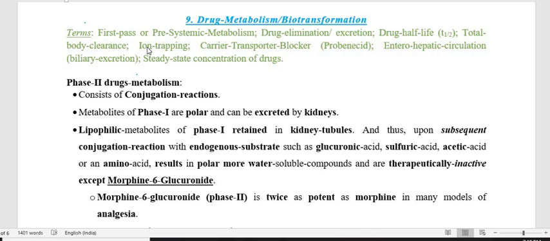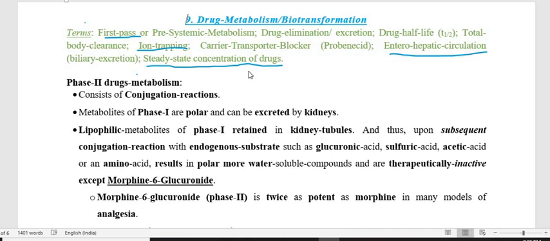In this class we are going to discuss drug excretion, half-life of the drug, and some very important terminology like first pass metabolism, then total body clearance, then ion trapping. We are also going to discuss enterohepatic circulation, and the steady state concentration of the drugs.